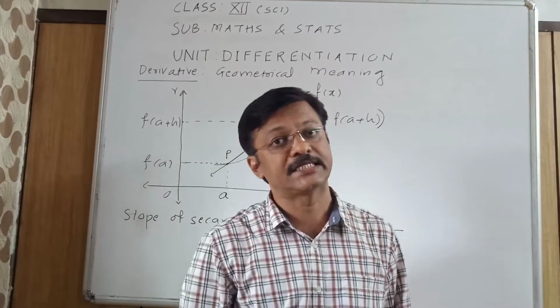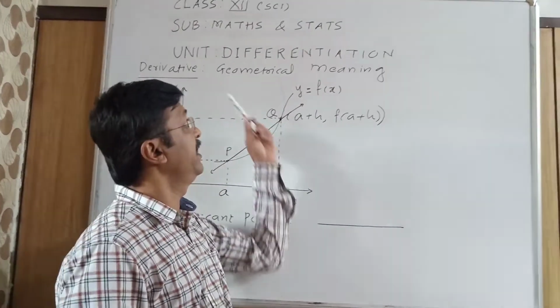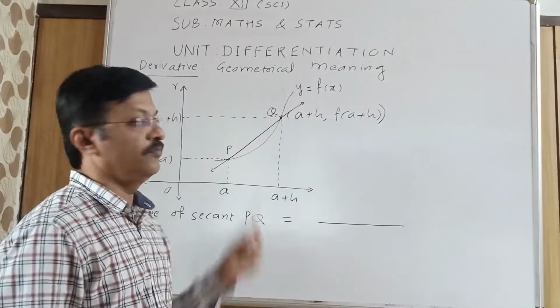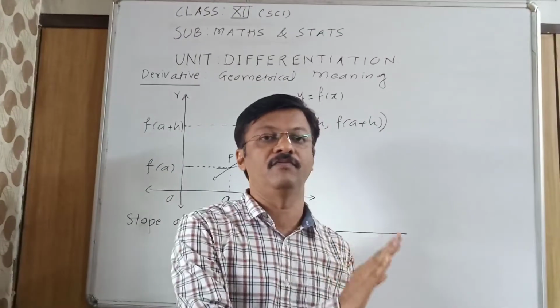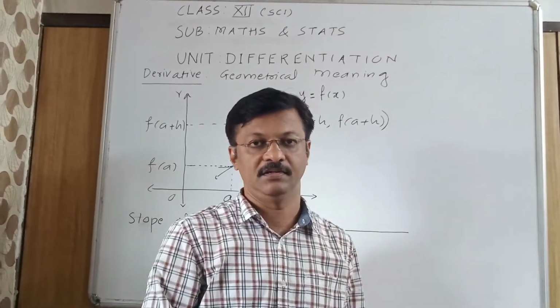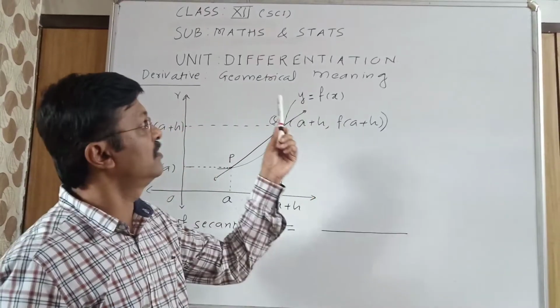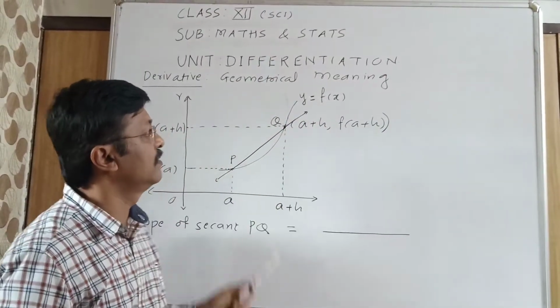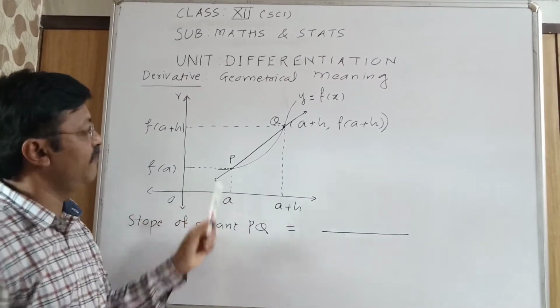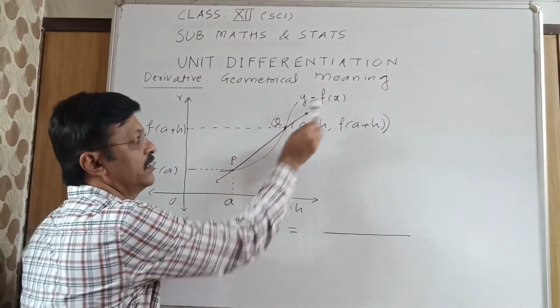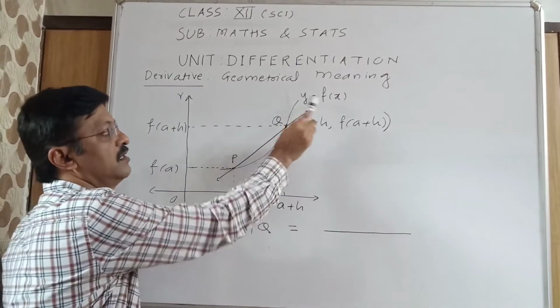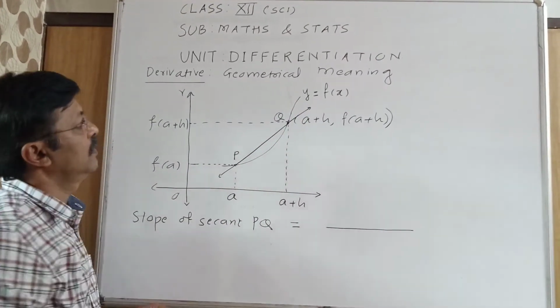So now let us discuss the geometrical meaning of derivatives. We just discussed the derivative as a rate of change of one variable with respect to another variable. Now it's time for geometrical meaning. For this, I need a graph. This is a graph of the function y equal to f(x). Any graph, you can say. This is generally drawn one.